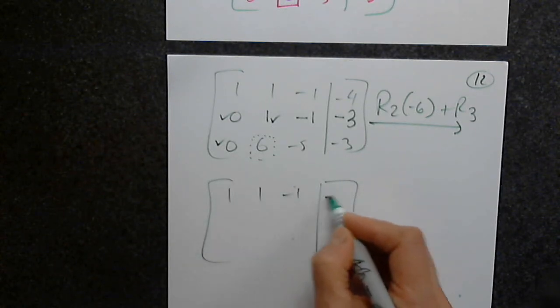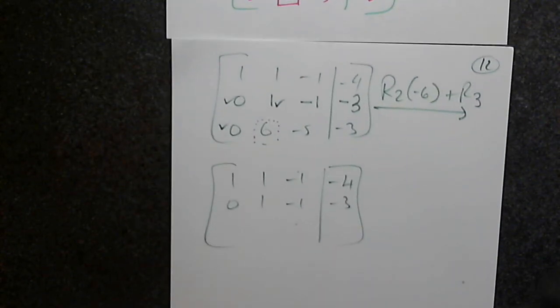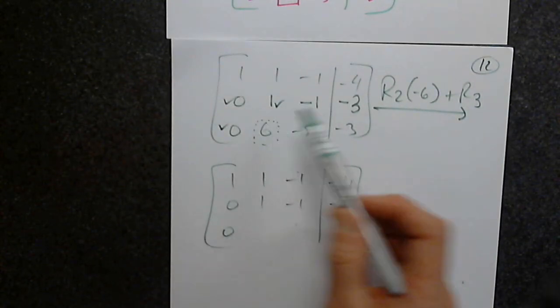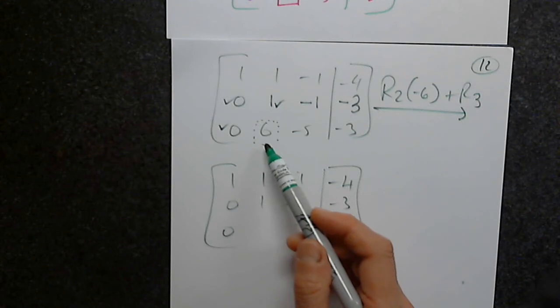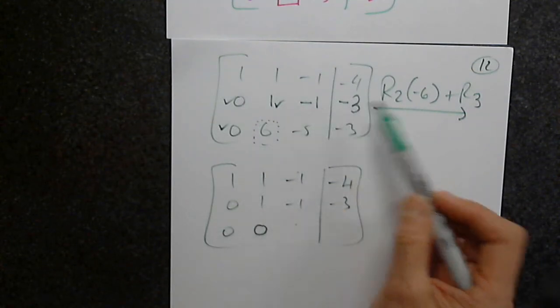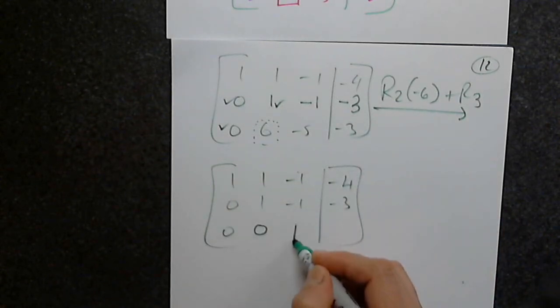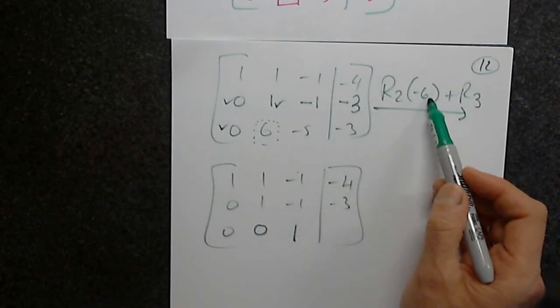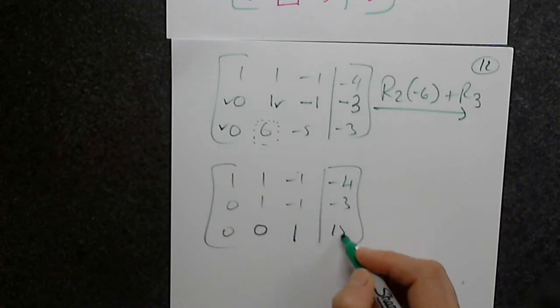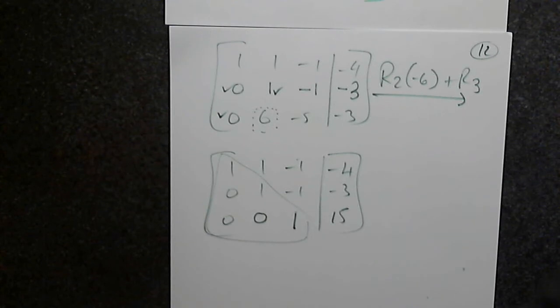1, 1, -1, -4. 0, 1, -1, -3. 1 times -6 plus 6. 0, 0. That's okay. -1 times -6 is 6. Minus 5 is 1. 18 minus 3, 15. I have what I need. All the diagonals have 1, and underneath I have zeros.